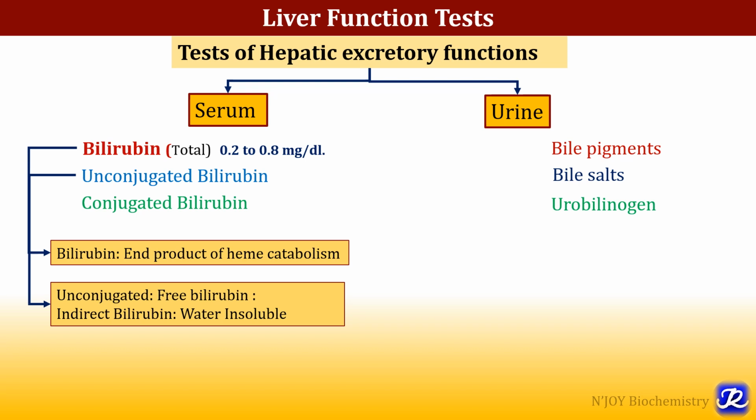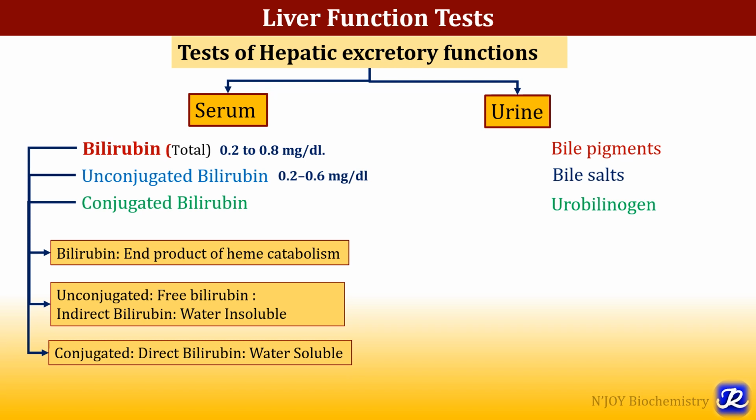Unconjugated bilirubin is also called free bilirubin because it is not conjugated, and it is also called indirect bilirubin. It is water insoluble, and that's why it is always complexed with albumin in the circulation. So you should note that these are all terms used for the unconjugated bilirubin, which is formed during heme catabolism. The normal range is 0.2 to 0.6 milligram per deciliter.